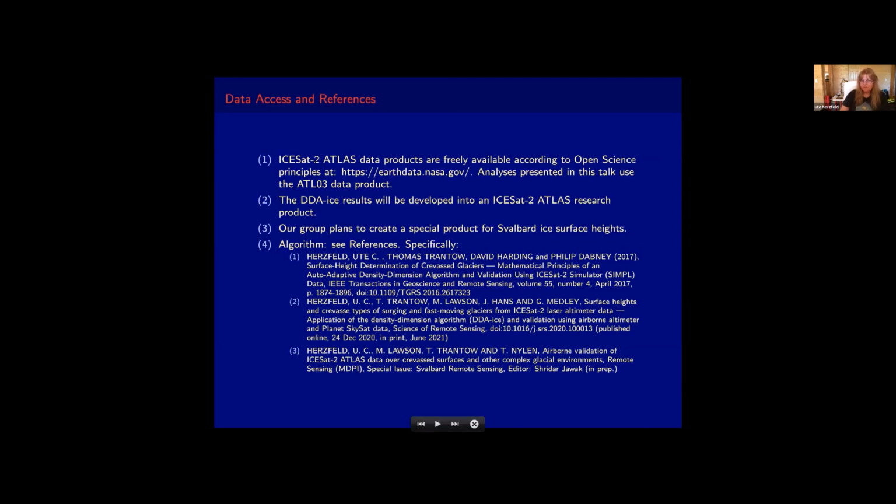If you want to do this yourself, anything NASA does is open source, open science. You can grab ATL03 data, which I've used in this talk for my analysis. On the Earthdata side, the DDA ICE results will be developed into an ICESat-2 ATLAS research product. I'm trying to push for a worldwide DDA ICE product, so anyone who wants to work with us on this type of topic, we are currently taking an approach to use so-called early adopters who want us to check out their area, their data.